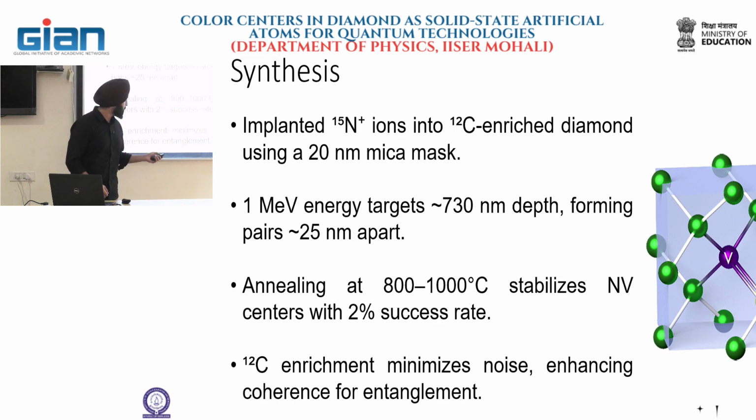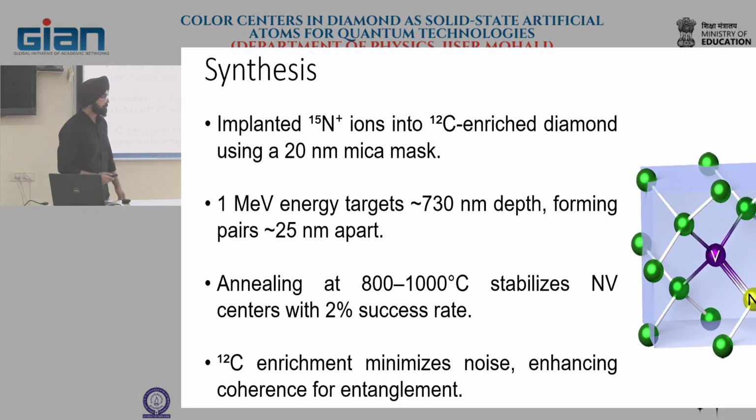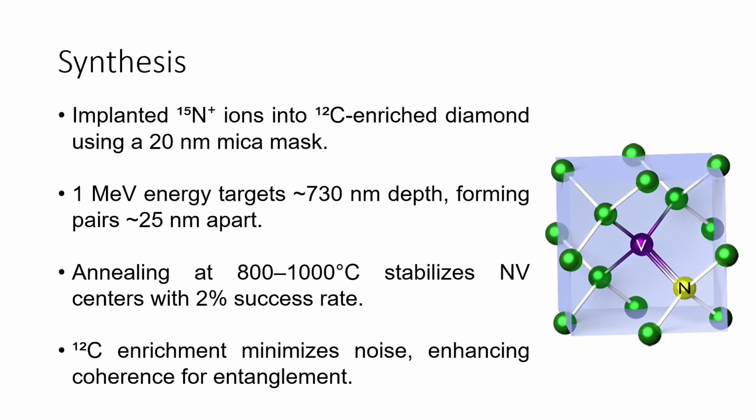Once that is done, we carry out annealing at a temperature of 800 to 1000 degrees Celsius. With a success rate of 2%, we get NV centers in carbon 12 enriched diamonds. Why do we take carbon 12 enriched diamonds instead of carbon 13? Because carbon 13 can produce stray magnetic fields that can hinder the coherence time of the NV defect centers.